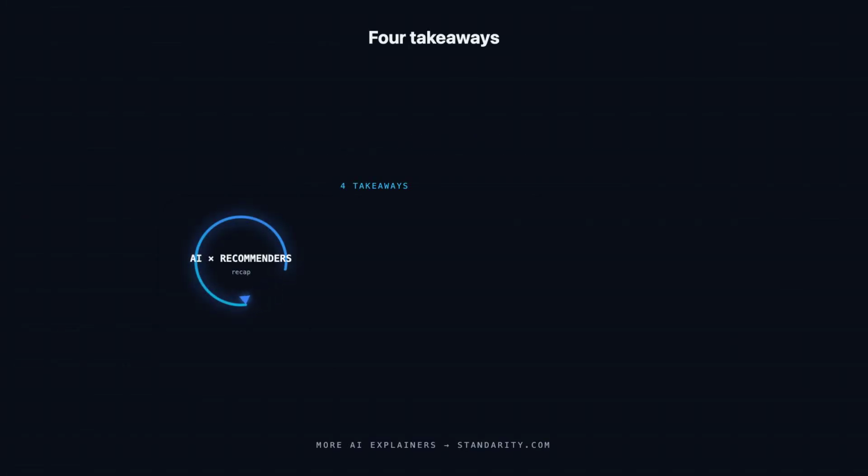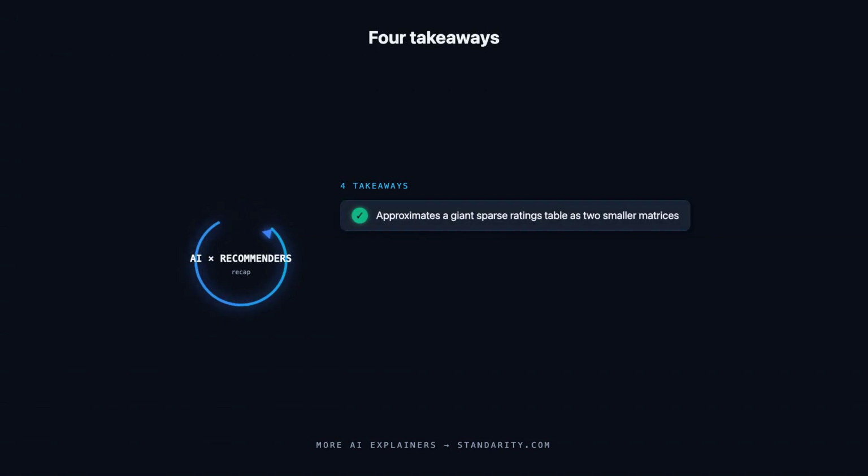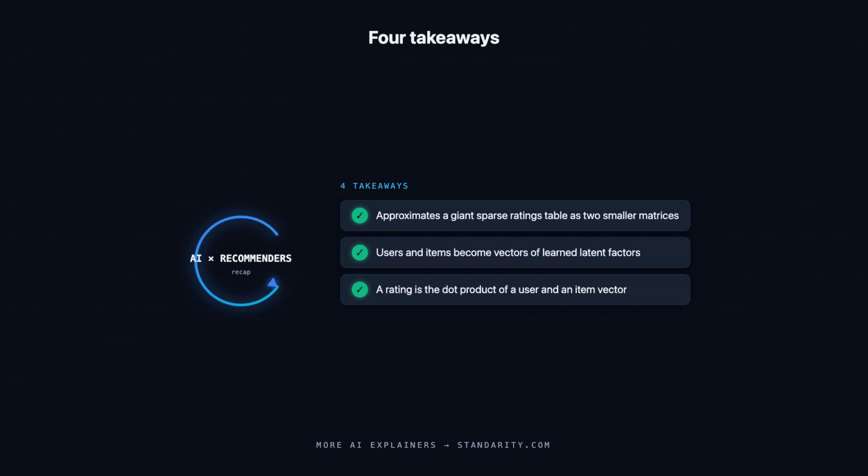Let's pull together the four essentials before we wrap up. Matrix factorization predicts missing ratings by approximating one giant sparse table as the product of two much smaller ones. Every user and item becomes a vector of latent factors, hidden dimensions of taste the model discovers on its own. A predicted rating is simply the dot product of a user's vector and an item's vector, learned by fitting the ratings you actually have. Because it compresses and generalizes, it handles sparsity far better than neighbor methods.